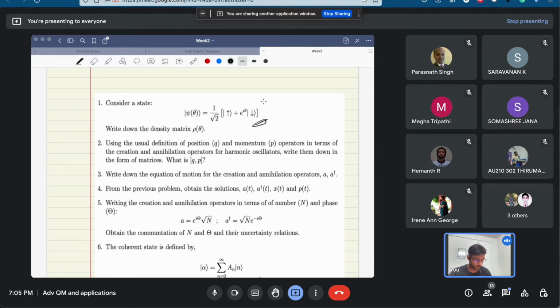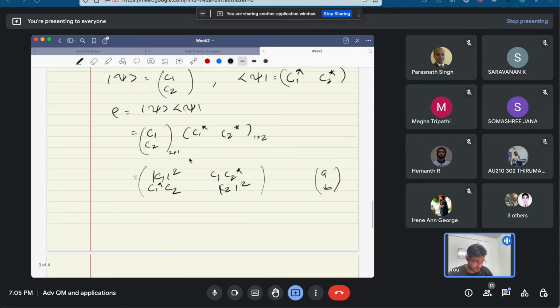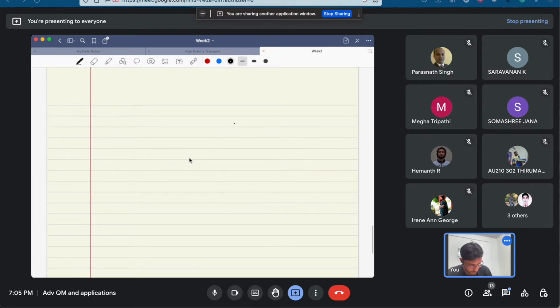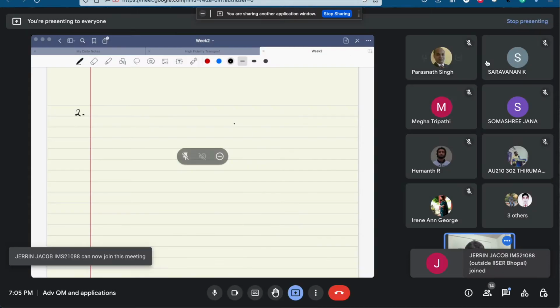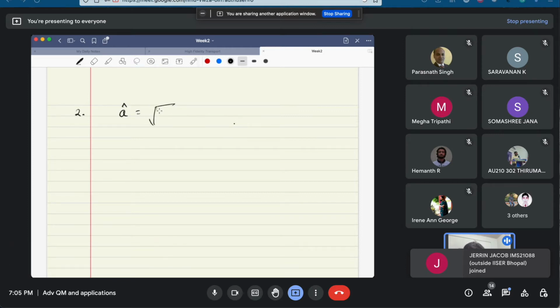using the usual, what you have to essentially find is the commutation of the position operator and the momentum operator. Now you must have by now seen how, in terms of ladder operators, you can write the position and momentum operator. So firstly I will write the lowering operator, that is sqrt(m omega over 2 h bar) times (x plus i p over m omega).